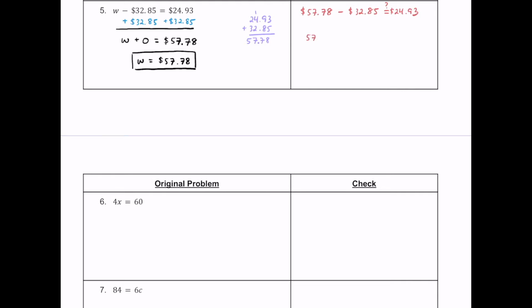Okay, so let's see if that's true. If I take this $57.78, I'm going to leave off the dollar signs for now, don't need to write those, minus $32.85. Let's see how that works out for us. So 8 minus 5 is going to be 3. I can't take away 8 from 7, so I'm going to borrow. I'm going to make this a 6. And then that's going to be a 17. 17 minus the 8 is going to be 9. Bring the decimal straight down. 6 minus 2 is going to be 4. And then 5 minus 3 is going to equal 2. So we're going to get $24.93. So if the left side is $24.93 when you subtract, and the right side was $24.93, then this must be true. So that is accurate.